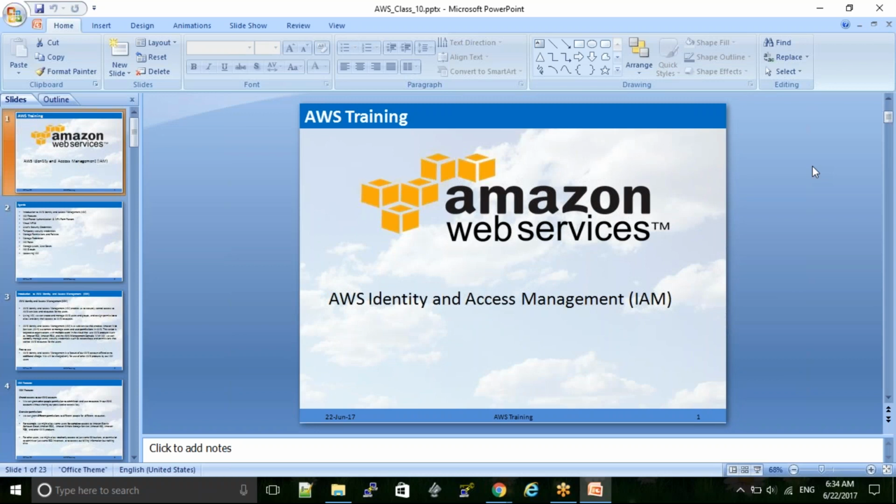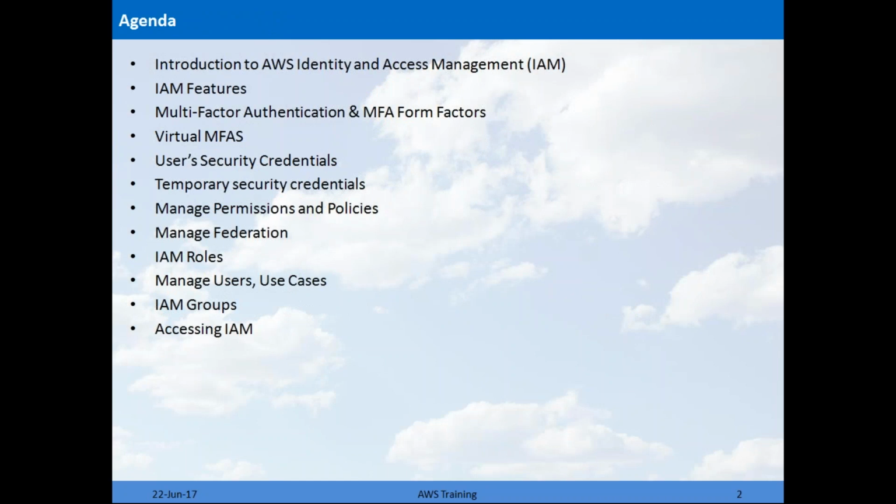So in this we will be discussing what is IAM and what are the features of it and what are the benefits, and what is multi-factor authentication and what are the factors of it, and the security credentials, temporary and permanent, and how to manage permissions and policies and roles, federation, users, groups, and how to access the AWS service through IAM that we will be discussing today.